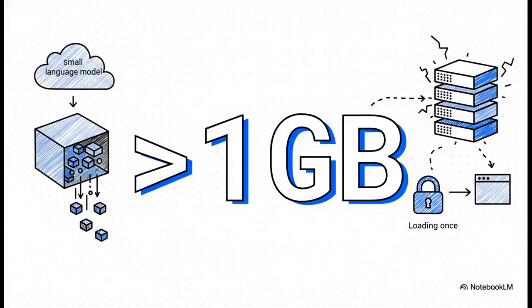And this number right here shows you exactly why. Even a so-called small language model like this one is over a gigabyte in size. Can you imagine trying to load a gigabyte of data for every single person who makes a request? Your server would just fall over and die before it even took the first order. Loading it once is the absolute key to having a fast, responsive service.